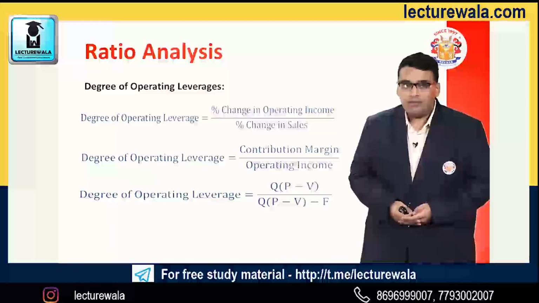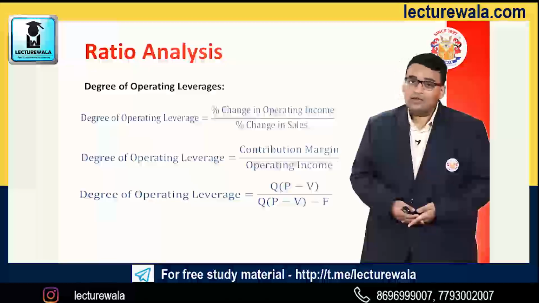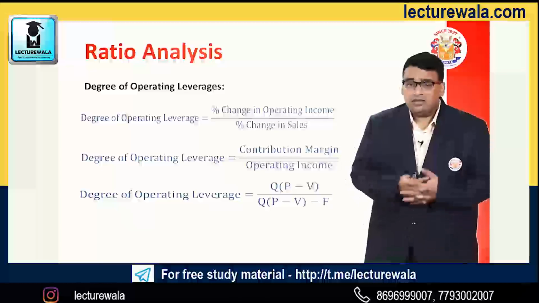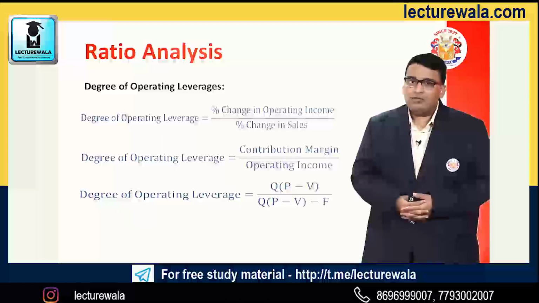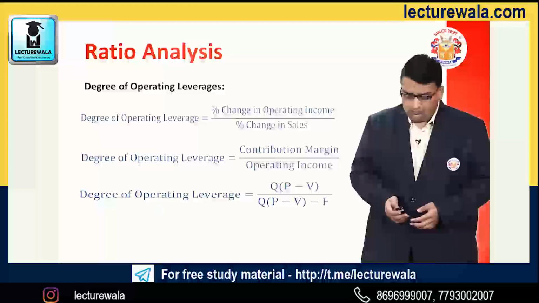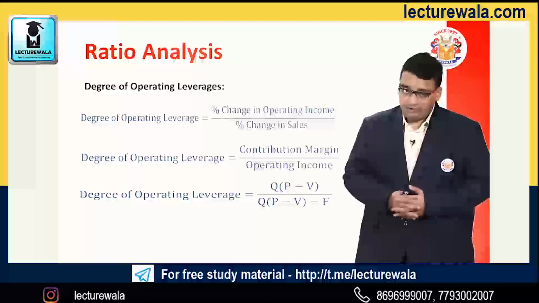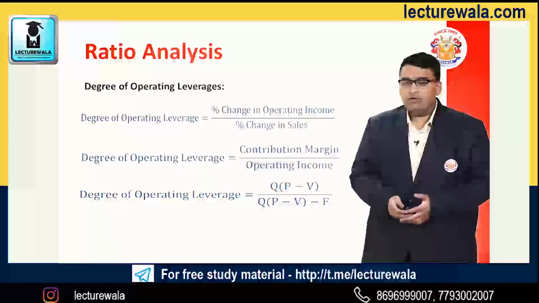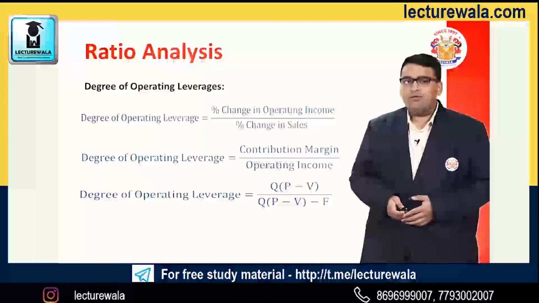The degree of operating leverage can also be derived as contribution margin divided by operating income. That means operating income will change as the contribution margin changes accordingly. And the next formula which can be used for operating leverage is Q into (P minus V) divided by Q into (P minus V) minus F.